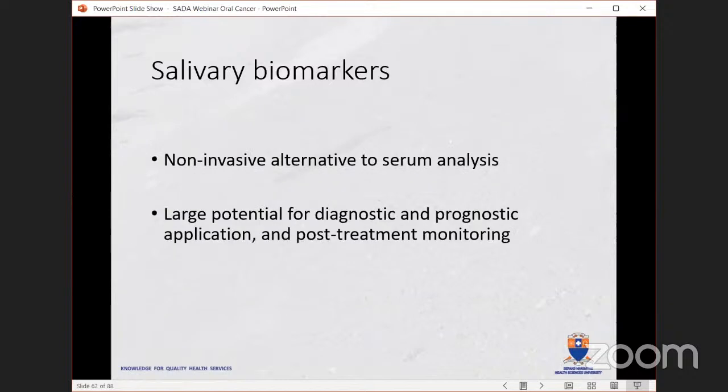Thus, the saliva-based analysis is a non-invasive alternative to serum analysis, and it can be an effective modality for diagnosis and prognostication of cancer, as well as for monitoring post-treatment therapeutic responses of these patients. Therefore, the development of salivary diagnostic tools is of paramount importance, especially in identification of high-risk groups, patients with premalignant lesions, and also patients with previous history of cancer.